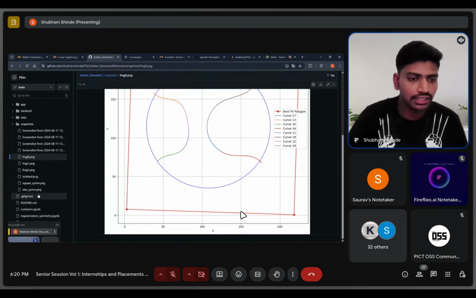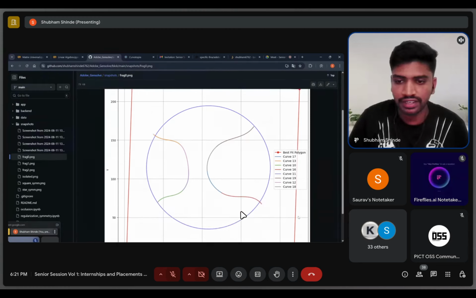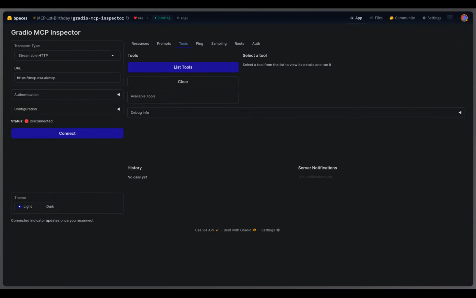I don't currently have the input for this file, but you can see that we have identified the circle and square, and these are the unused Bezier curves. So you can see that. This was problem statement number one.